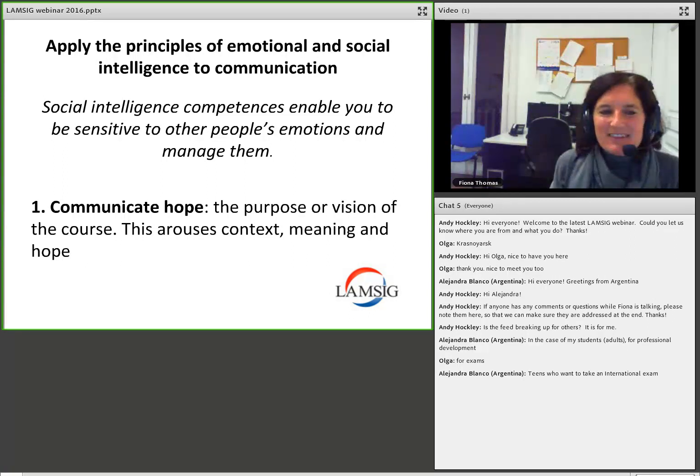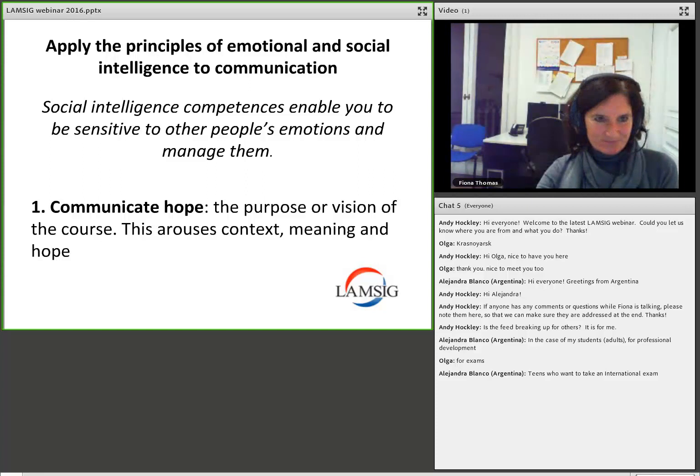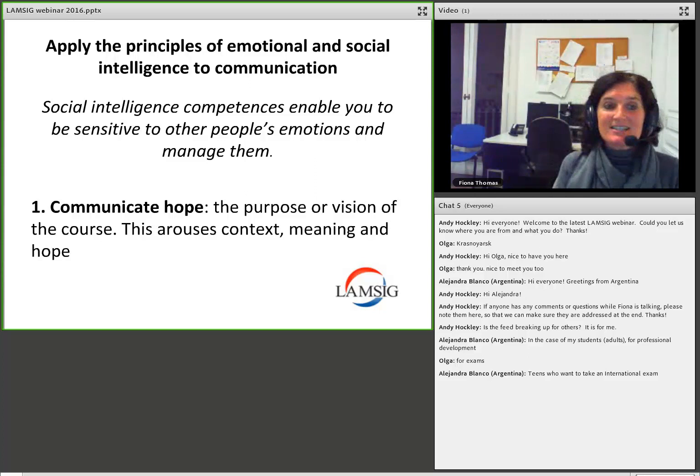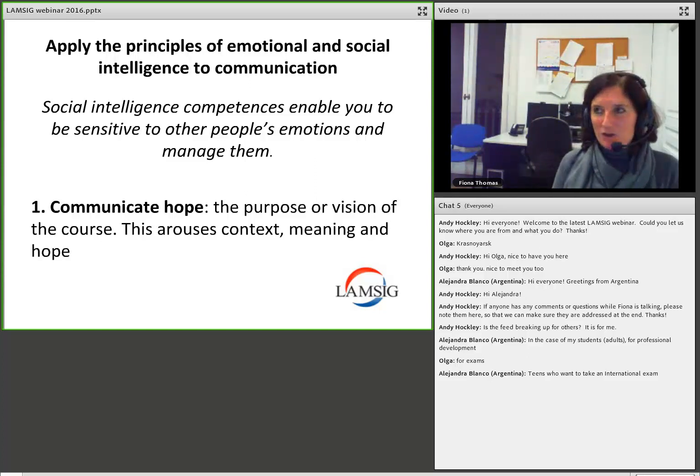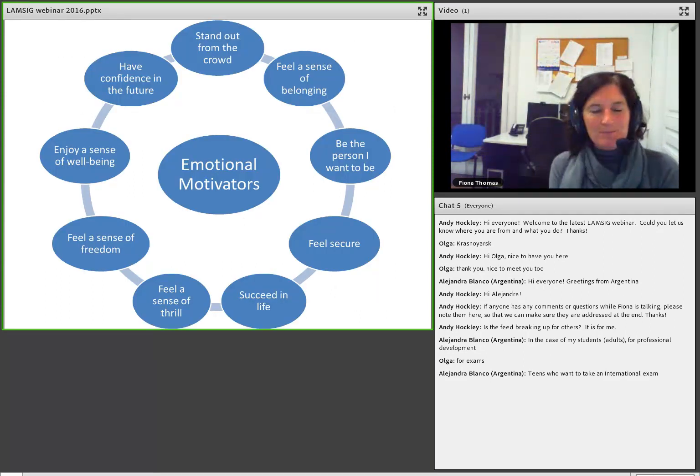So those are emotional intelligence competences. Now, the social intelligence competences are competences that enable you to be sensitive to other people's emotions and manage them. So rather than just being aware of how you feel, it's about being aware of how the people you're talking to feel, and learning to manage the way you communicate according to how you think the other person or other people are feeling.